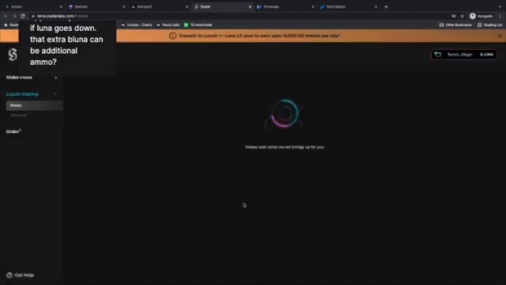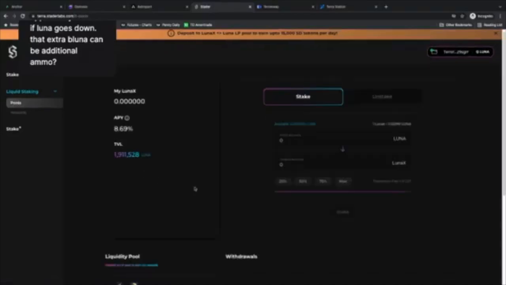So when we talk about protocols, you can equate it to websites, and all these websites just pull my wallet details, and so I'm able to interact with whatever assets I have in my wallet. So as this loads here, terra.staterlabs.com. Let me go to the pools here. I don't know why it's not setting up.